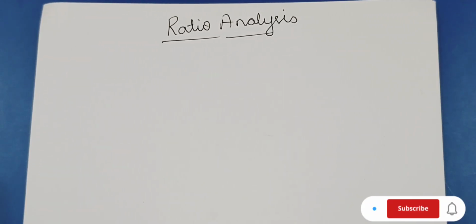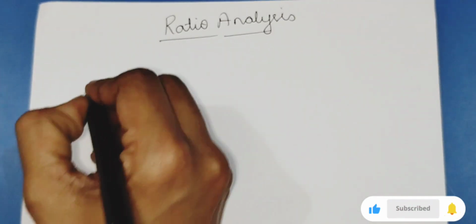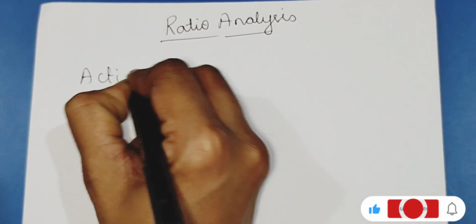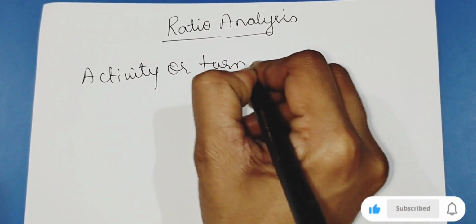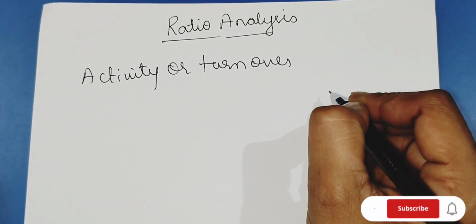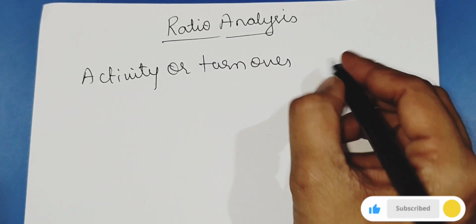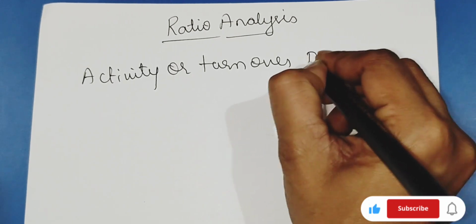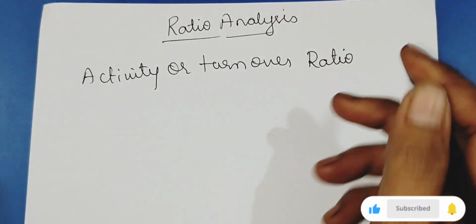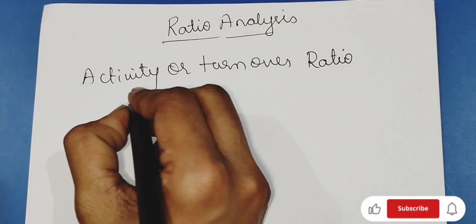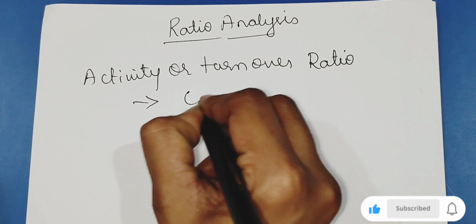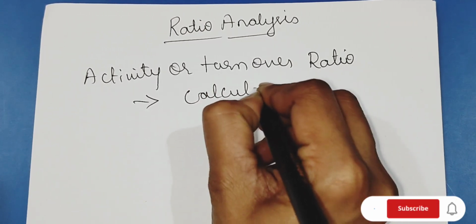I am Rajeshwari here. Let us continue today the ratio analysis, turnover ratio or activity ratio. In the previous class, we have understood liquid ratio and solvency ratio. The activity or turnover ratio is also called the sales ratio, and this will be calculated by times.